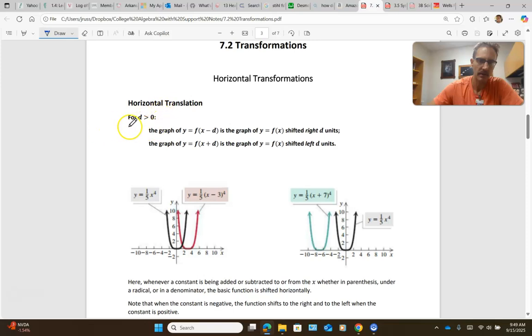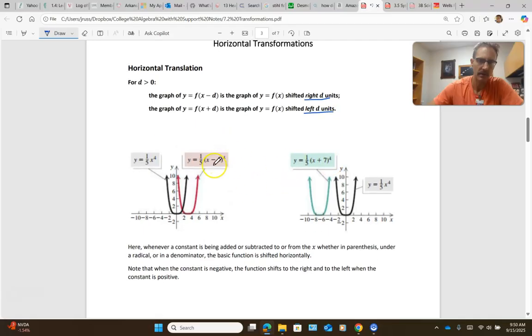Okay, now how do we obtain a horizontal transformation? Well, it says right here, the graph of y equals f of x minus d, and notice this is in parentheses, is the graph of f of x shifted to the right d units. Or the graph of y equals f of x plus d is the graph of f of x shifted to the left d units. And we've got a couple examples down here.